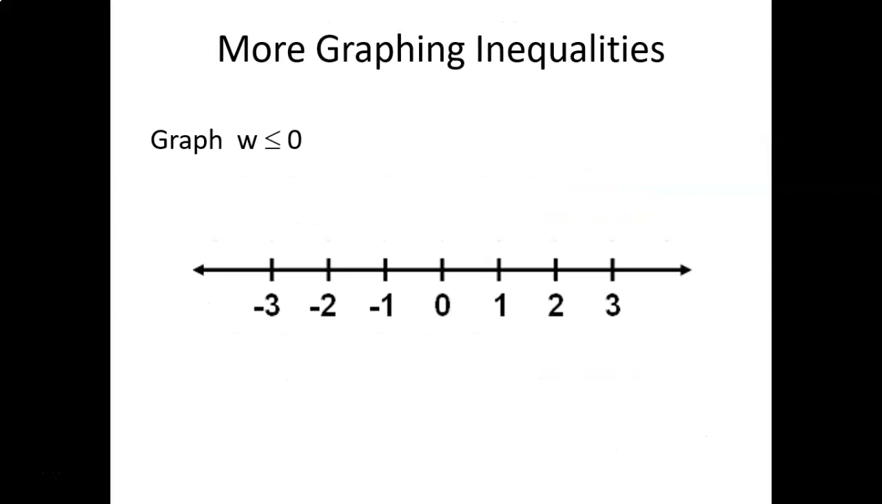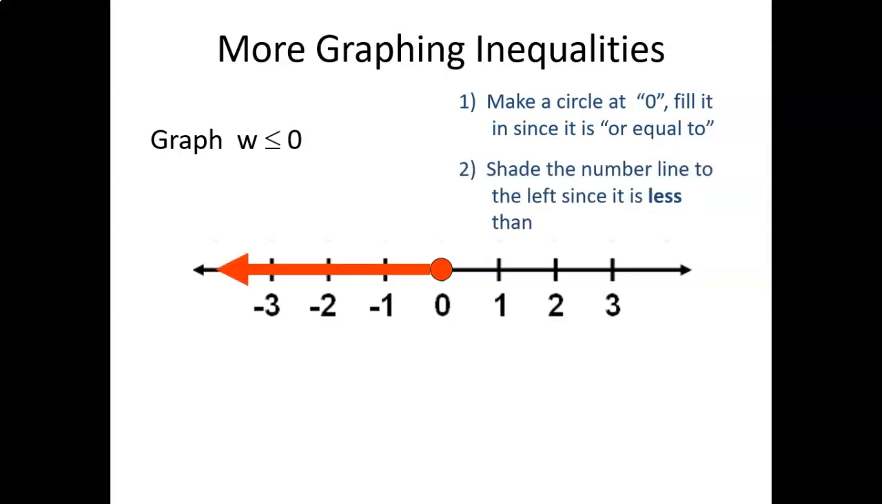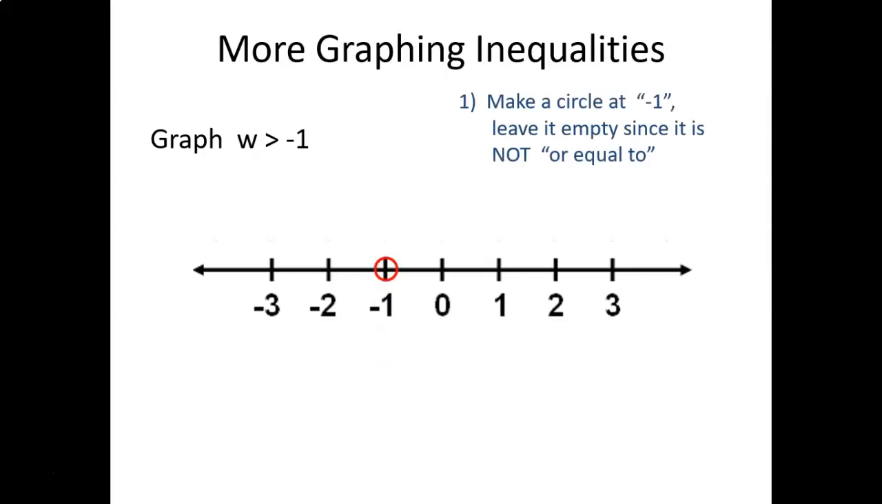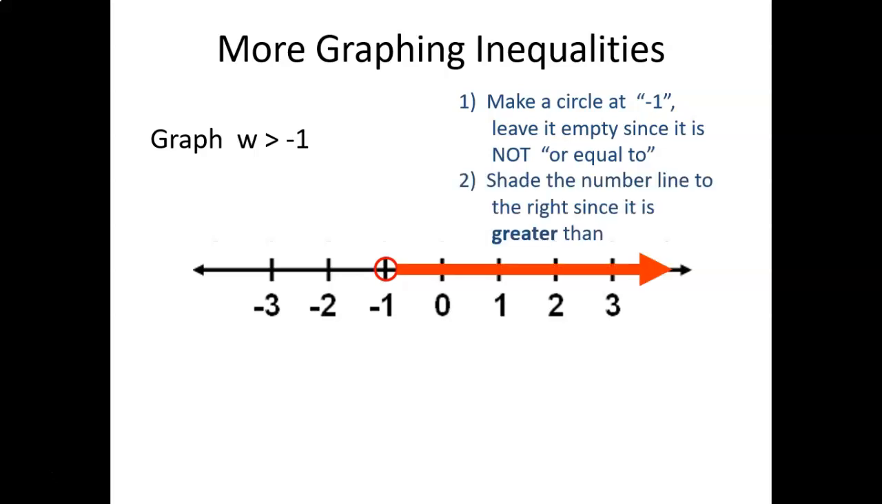If I want to graph w is less than or equal to 0, I'm going to put a circle at 0. Is it going to be empty or is it going to be filled in? It's filled in because it's an or equal to. And it's less than, so it's going to go to the left. To graph w is greater than -1, I'm going to put a circle at -1. It's not going to be filled in because it's not an or equal. And w is greater, so it's going to the right.